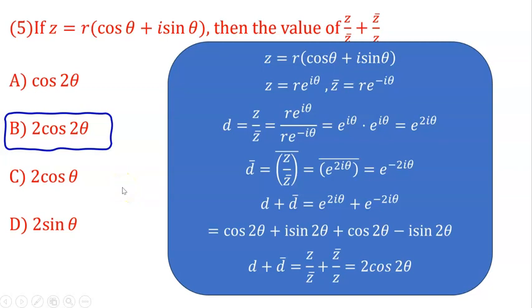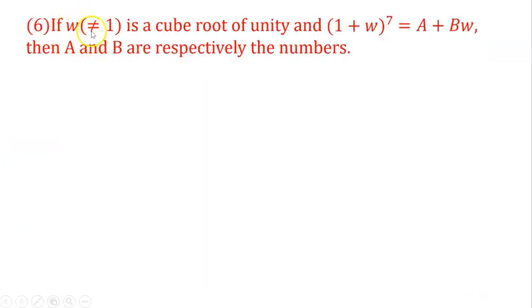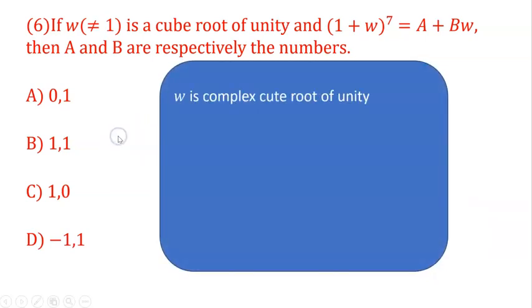Now, next question. If omega is not equal to 1, is a cube root of unity, and (1 plus omega) raised to 7 is equal to a plus b omega, then a and b are respectively the numbers. It means the values of a and b. First option, A is 0, 1; B is 1, 1; C is 1, 0; D is minus 1, 1. Now we'll simplify this.